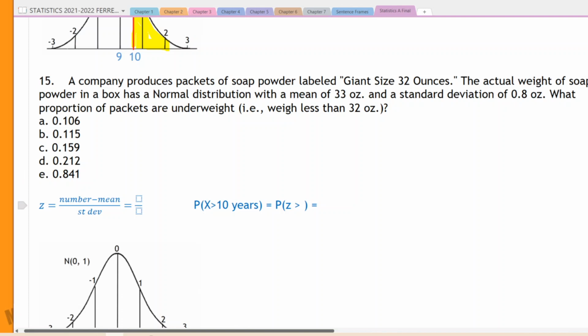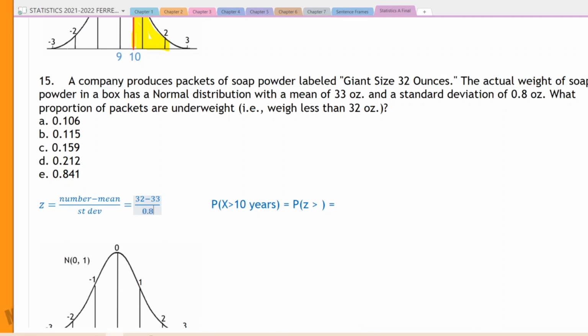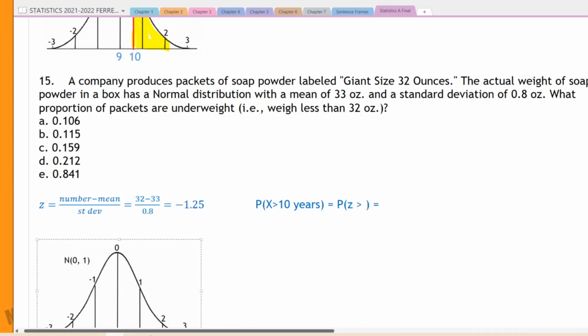So this is, again, a similar problem. It is a number which is 33. We're interested in underweight, so less than 32 ounces would be underweight. The mean is 33. The standard deviation is 0.8. That gives us a z-score of 1.25.